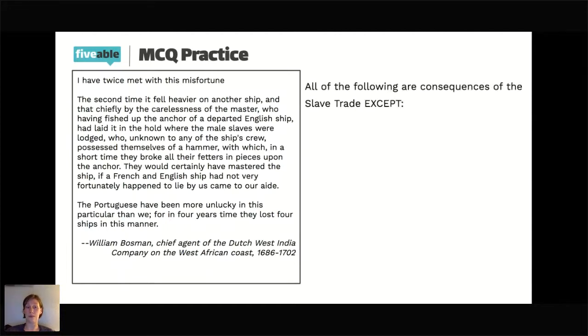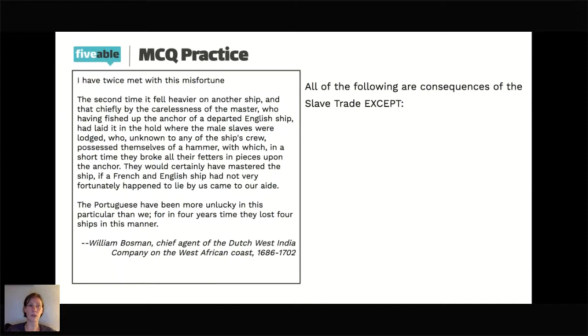So this document is relating to the slave trade. If you didn't recognize that initially, there's some clues here for us. We're thinking about this is a Dutch West India Company representative. So this is somebody in the Caribbean who's operating on the West African coast. He's talking about shipping. He mentions slaves.